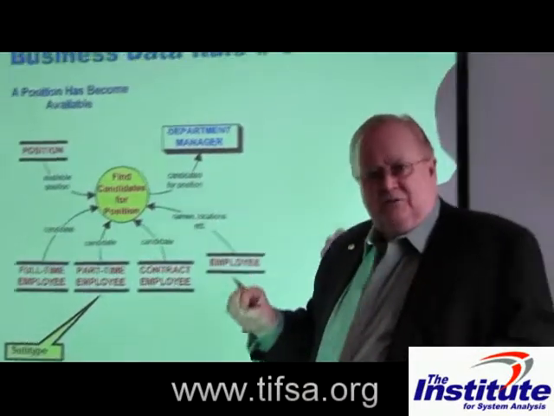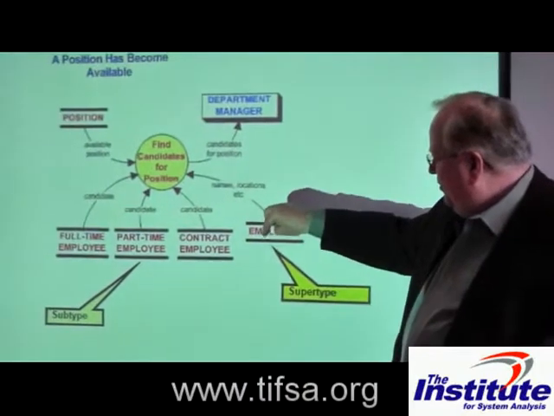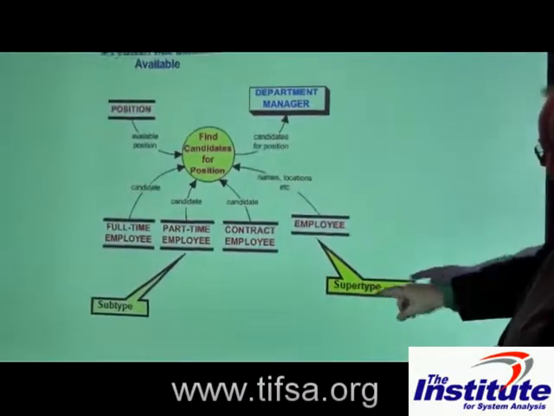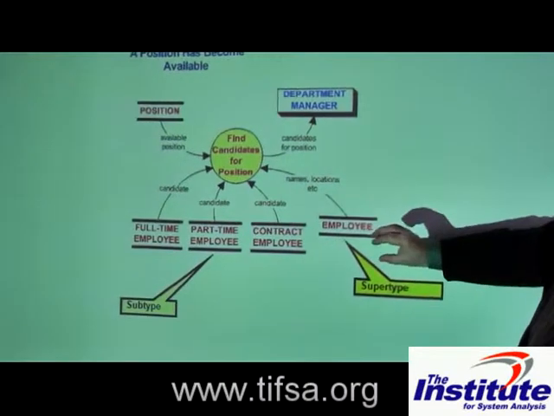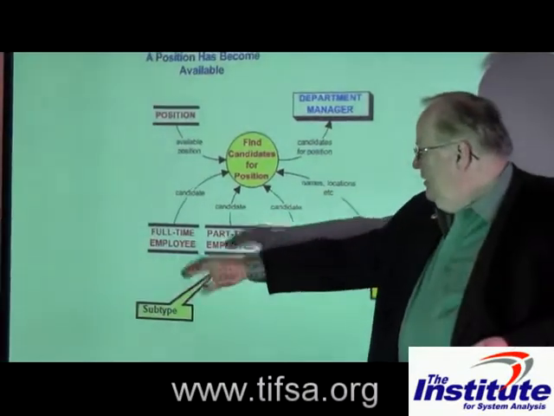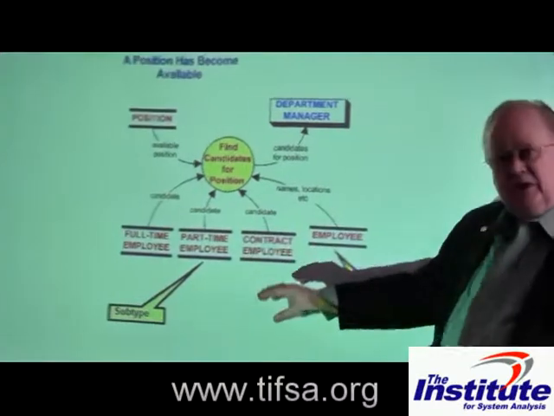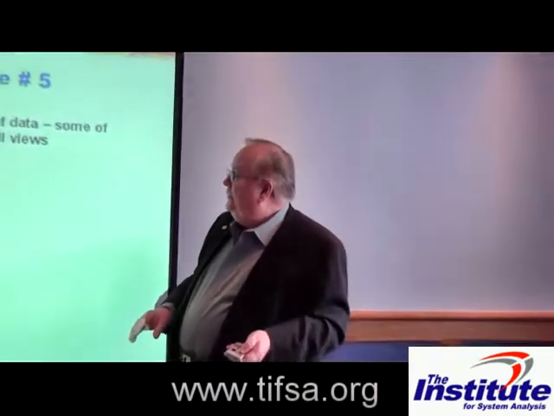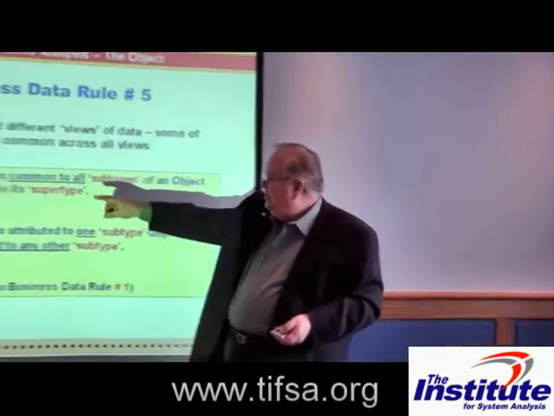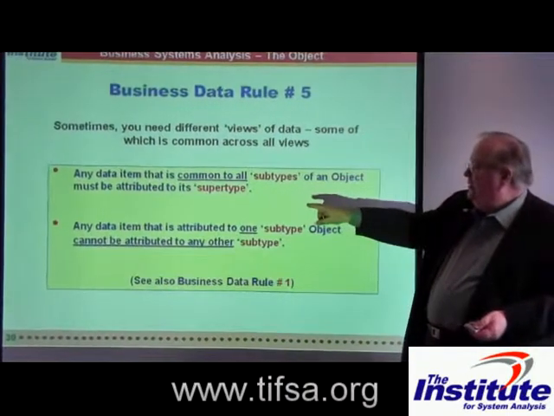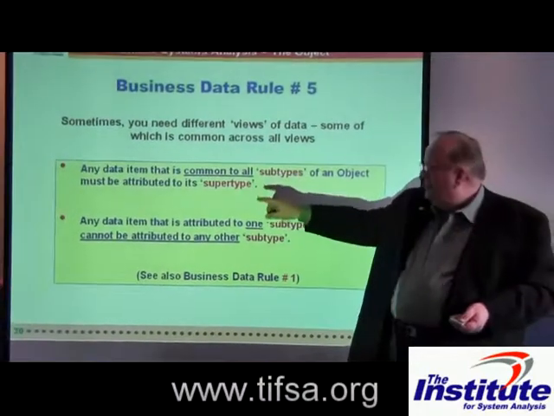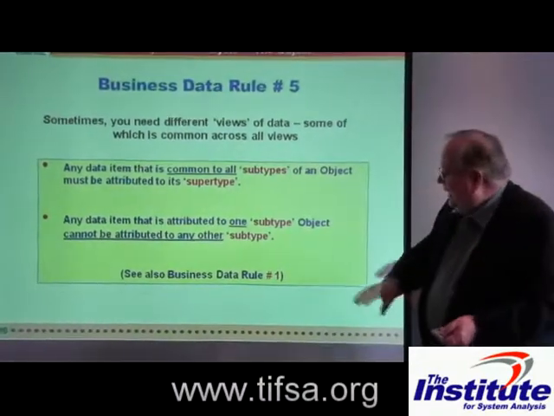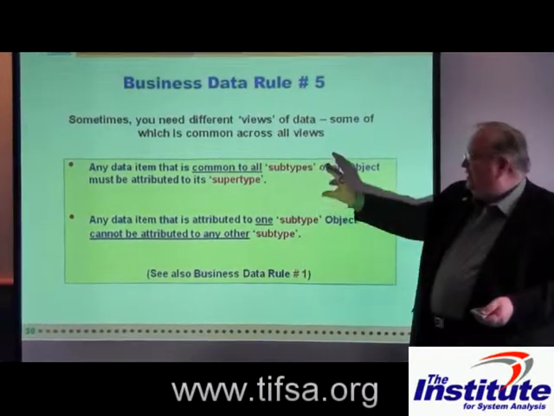So we have certain information, such as name, which is common, and we attribute that common information to what we call a supertype. So supertype here would be employee, and the subtypes would be the different kinds of employees, and there would be different data to define those, with all the common data in one object, in this case called employee. And so, let me say that again. Any data item that's common to all the subtypes must be attributed to that object's supertype. And that's rule number 1, really. You just stated it in a different way.